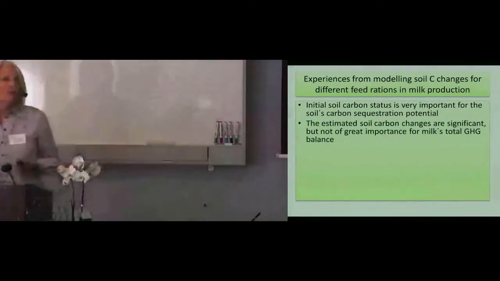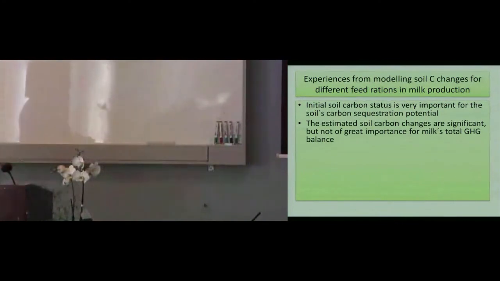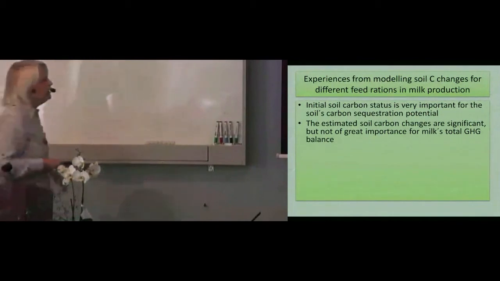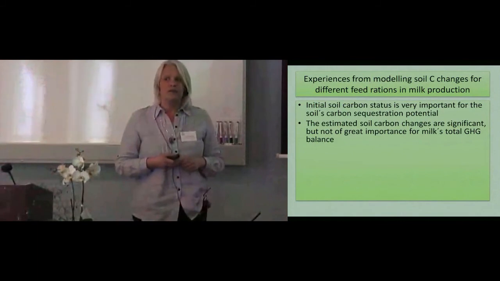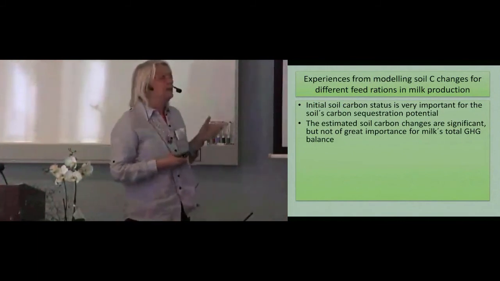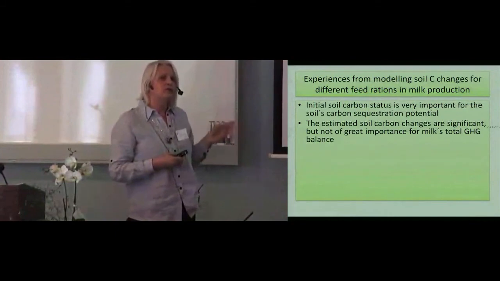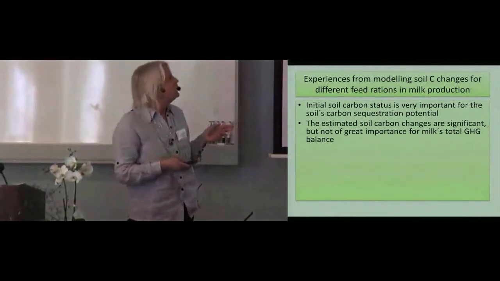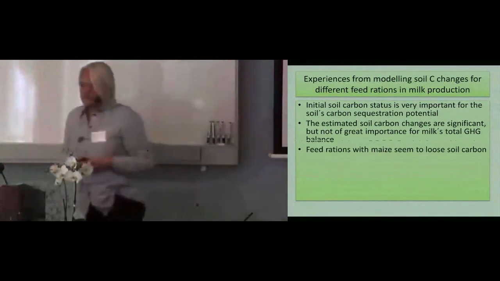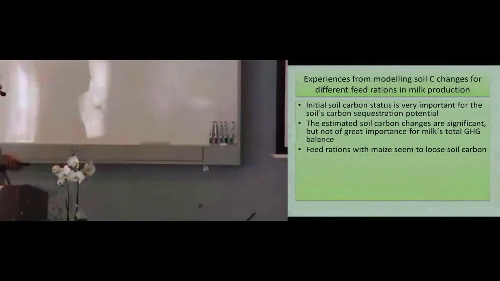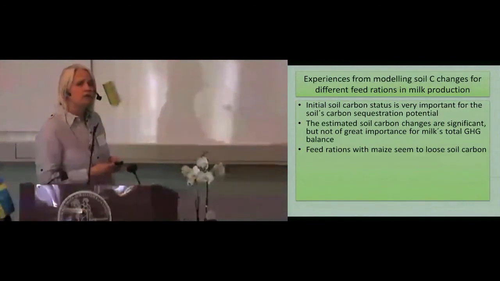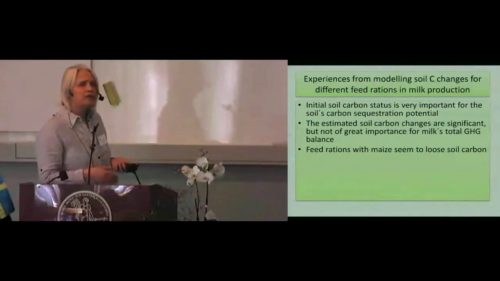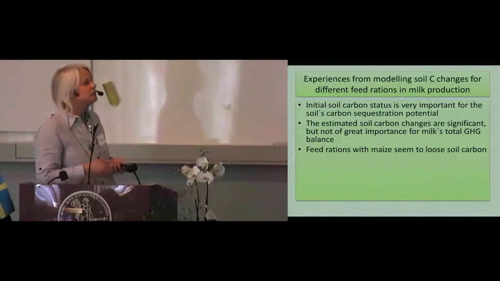So we can track some soil carbon changes, but when we compare them with this total greenhouse gas emissions from milk, it's not that they can compensate a lot actually, maximum 10%, even that. And my belief is here that we already had a quite good soil carbon status here. When we have these feed rations where we put in maize instead of grass, they seem to lose soil carbon. And I think this is an interesting thing. And now we see in Sweden and Denmark that maize is increasing on the benefit of grassland.